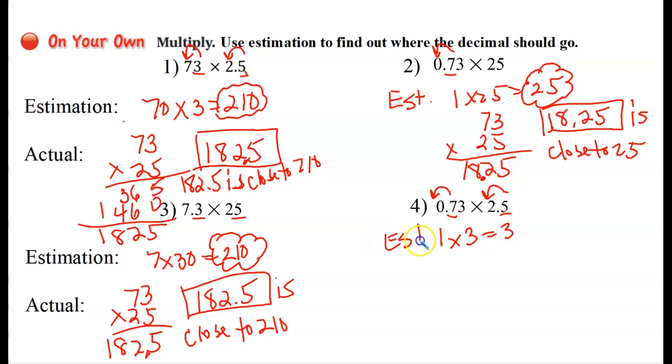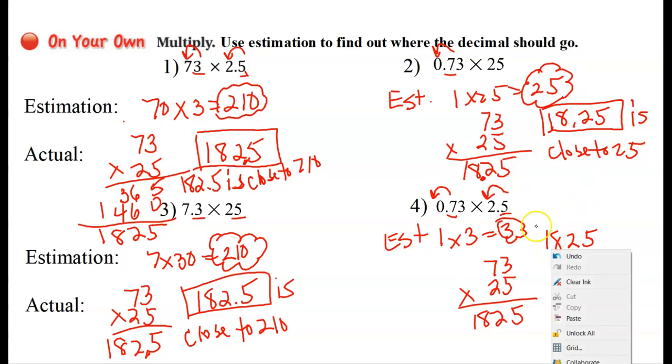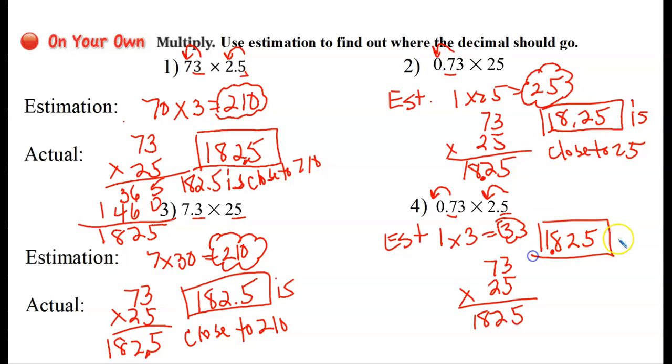So there's my estimate. And then when I multiply 73 times 25, I know I'm going to get 1825. And where does it make sense to put the decimal if my answer is supposed to be close to 3? Well, the only place that makes sense is right here, 1.825. Okay, I can do this. There it is. And that is close to 3. Right? It's not exactly 3, but it's close.